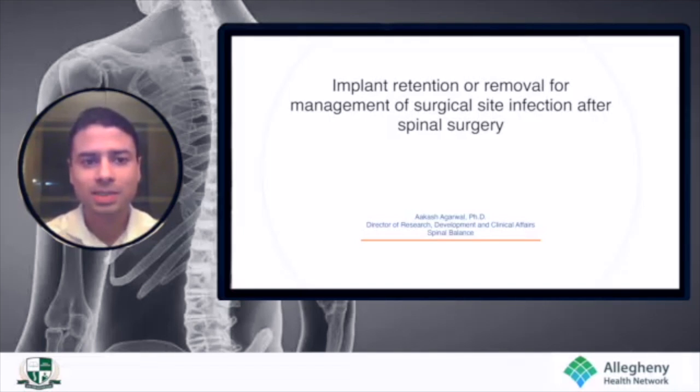In 2019, we published a literature review summarizing the clinical repository on management of surgical site infections. One of the key take-home messages of this review was to replace or remove implants for late onset infections. It was also noted that any attempt to retain the implants led to higher recurrence of infection. The intent of my presentation today is to highlight why that is the case.